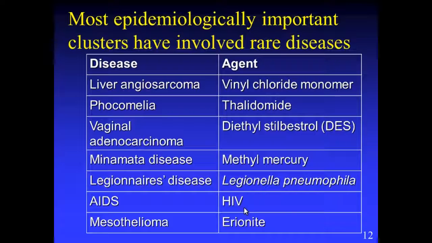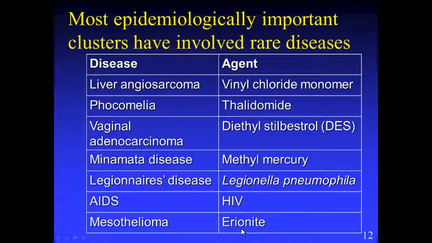And then a cluster of rare cancer, mesothelioma, from the lining of the pleura, occurred in Turkey, and it was associated with this unusual mineral, which was a form of asbestos called erionite.